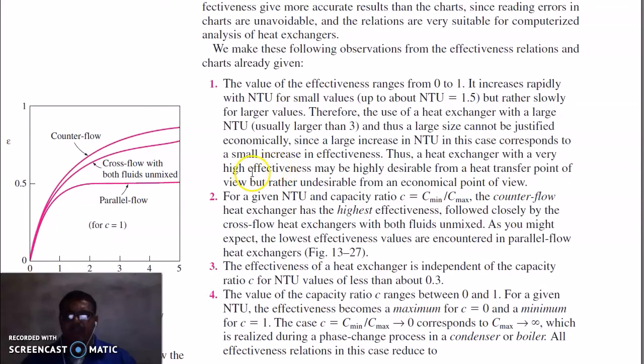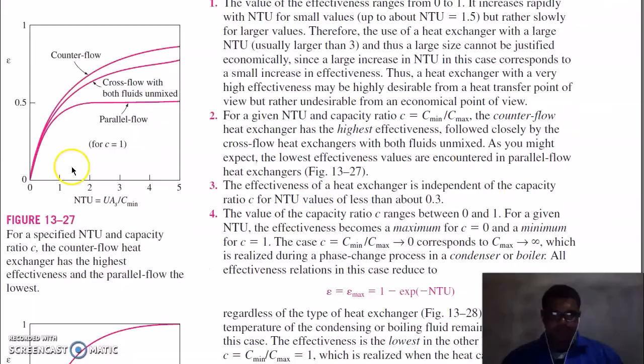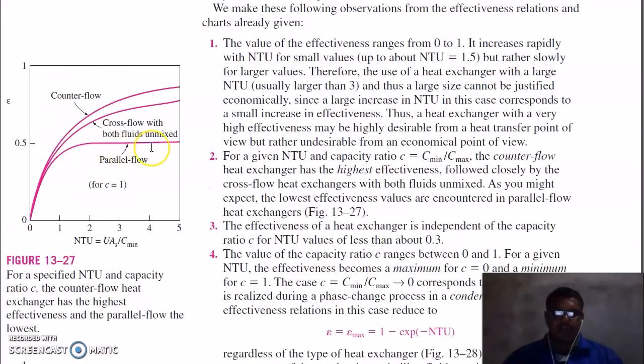Thus a heat exchanger with a very high effectiveness may be highly desirable from a heat transfer point of view, but rather undesirable from an economical point of view. Also, for a specified NTU and heat capacity ratio C equal to 1, if you compare the parallel flow, cross flow with both fluids unmixed, and counter flow heat exchanger, the counter flow heat exchanger will give you the maximum effectiveness. It means it's the most preferable choice, and parallel flow is the least preferable choice for a heat exchanger.